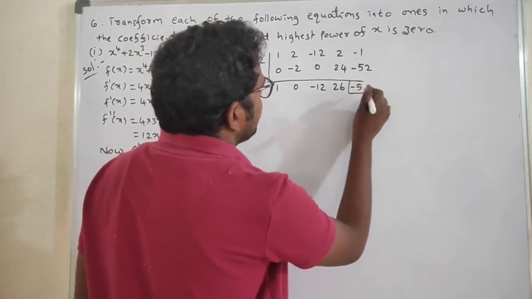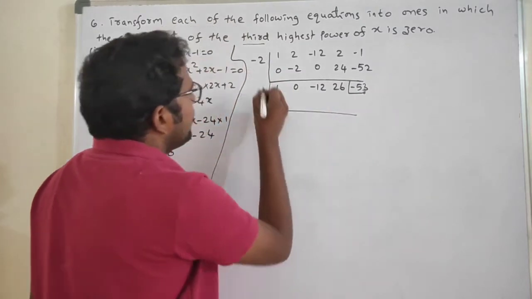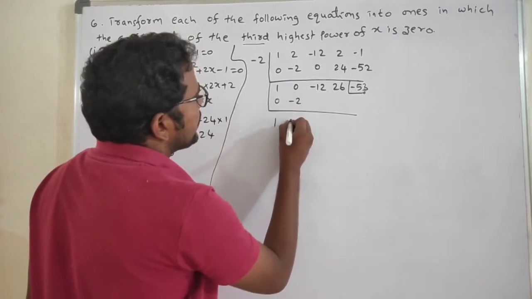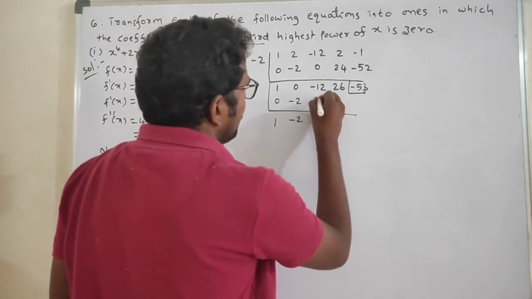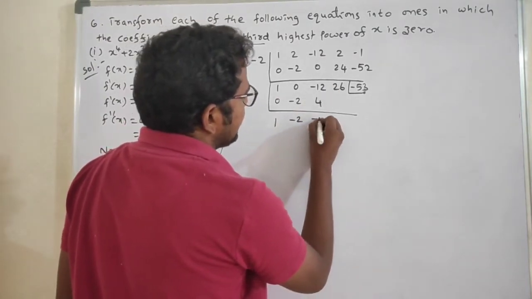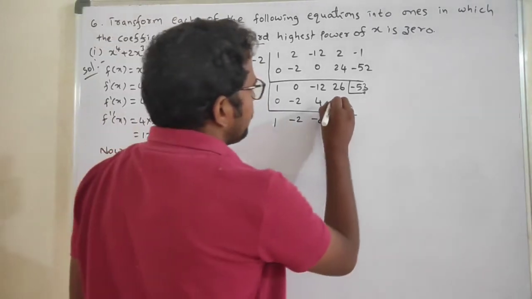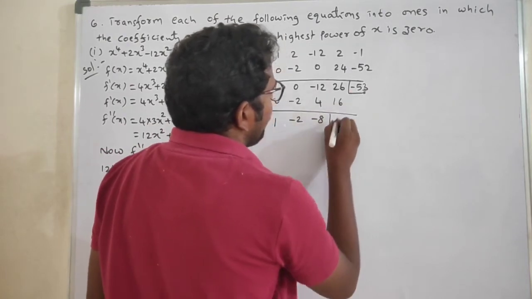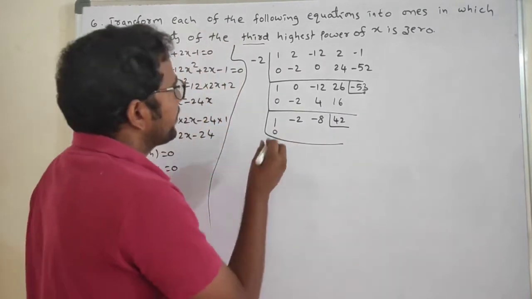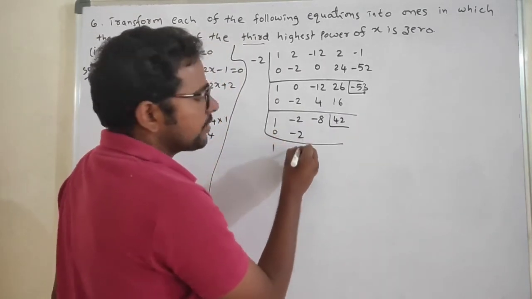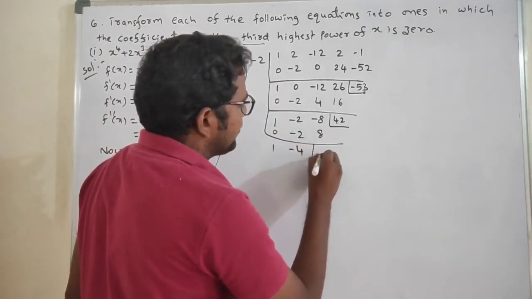Next: 0, 1 plus 0 is 1, minus 2 into 1 is minus 2, 0 minus 2 is minus 2. Minus into minus plus, 2 fours are 8, minus 12 plus 4 is minus 8. Minus into minus plus, 8 twos are 16, so 42. Again 0, 1 plus 0 is 1, minus 2 into 1 is minus 2, minus 2 minus 2 is minus 4. Minus 2 into minus 4 is plus 8, so 0.